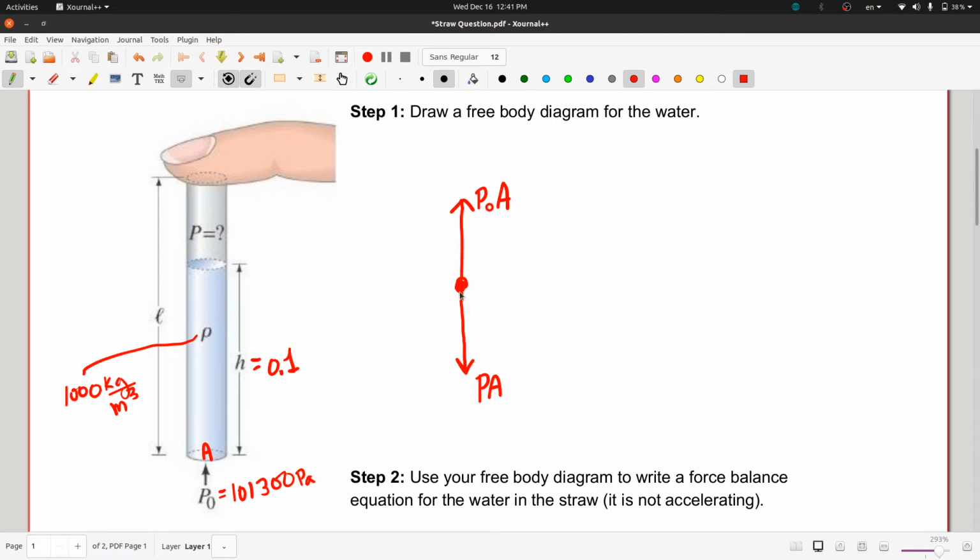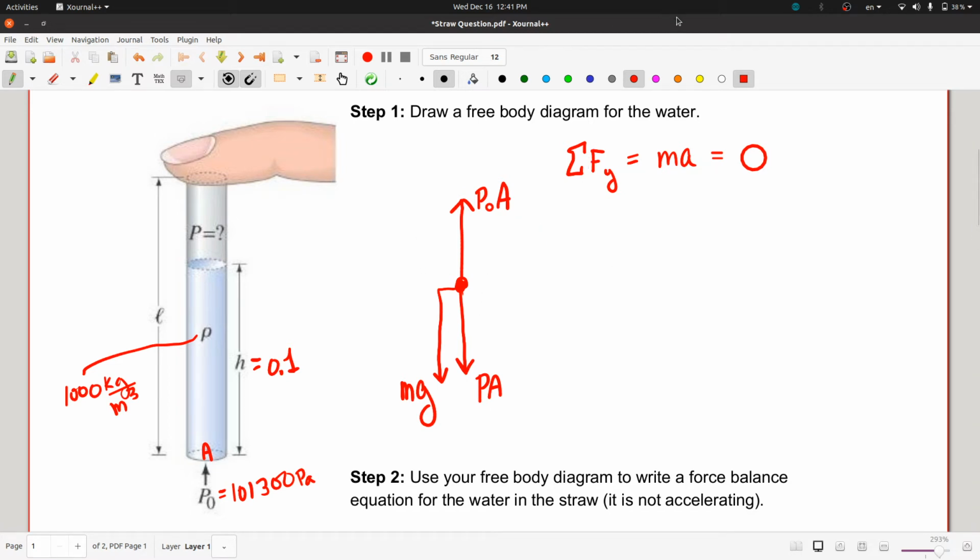And what else? This is not massless water. It has another force here, the weight. So that weight is the mass of the water times g. So now we can use Newton's second law. I know that the sum of forces in the y direction, the vertical direction here, is going to be equal to the mass times the acceleration. But in this case of statics, of force balance, the acceleration we seek is 0. So the sum of forces will equal 0.